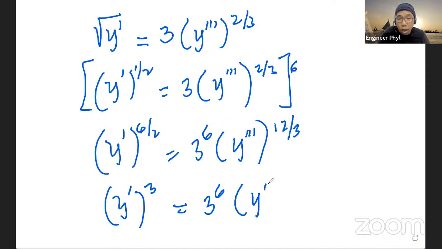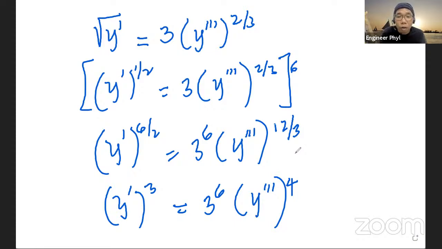And here 12 divided by 3 is 4. Therefore, we have y triple prime raised to 4. As you can see, the equation now does not contain fractional exponents. Then it's clear that we can say the degree of this differential equation is 4th degree.